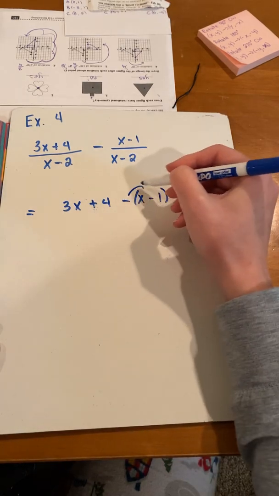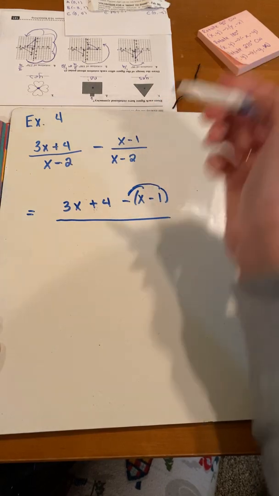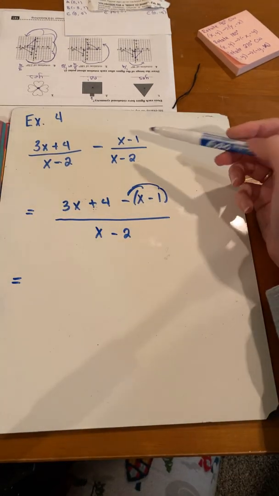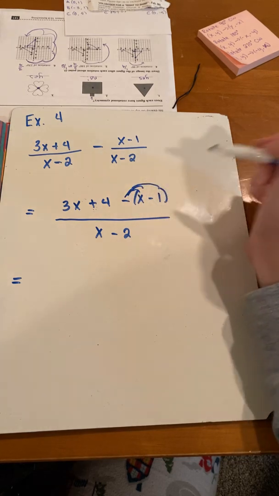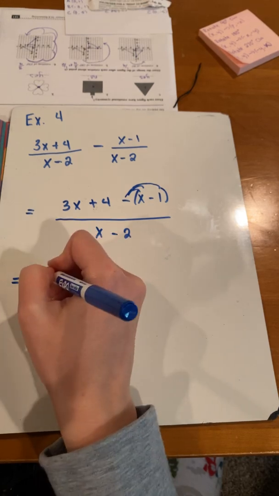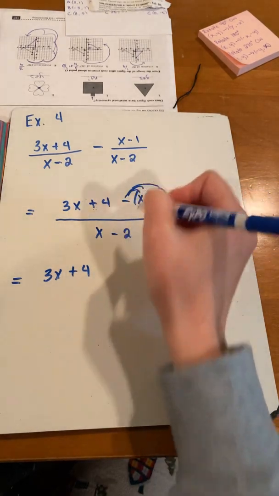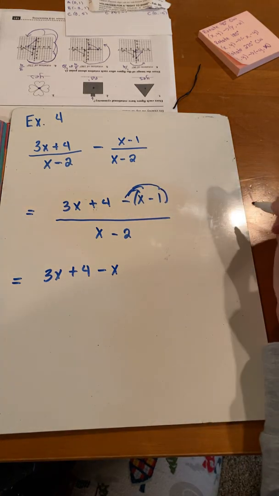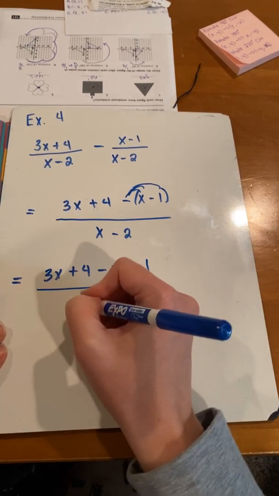That entire quantity is being subtracted, so this subtraction sign is going to have to get distributed to every term on the inside, because it's not just x that's being subtracted, it's also 1 over top of x minus 2. And now remember, subtraction is just the addition of the number's opposite, or you can distribute this negative sign and swap every sign on the inside. Either way, it's the same. So 3x plus 4 minus x, because I'm distributing that negative sign, minus x plus 1, because I'm distributing that minus sign to negative 1. A negative times a negative is positive. So plus 1 all over x minus 2.